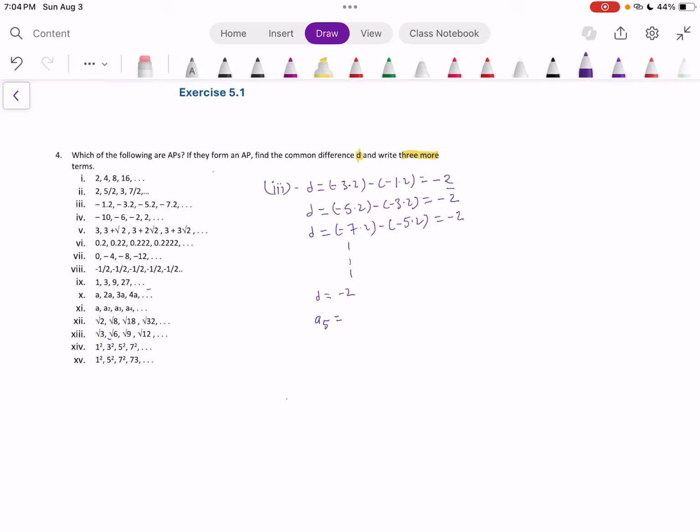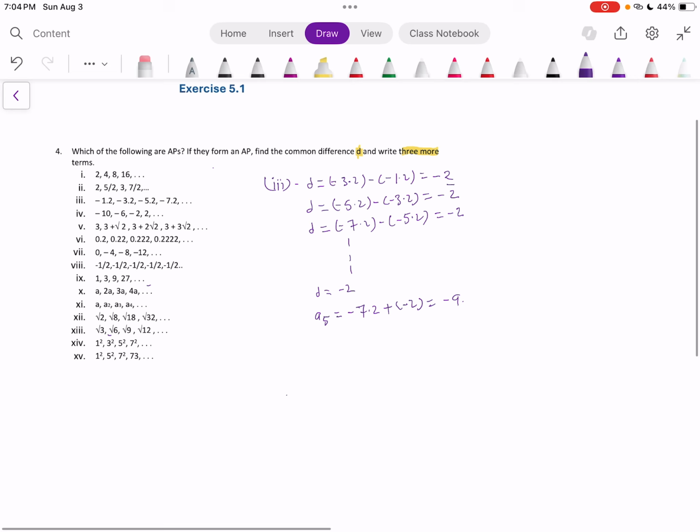The fifth term is going to be the fourth term plus the difference, negative 7.2 plus negative 2, it's going to be negative 9.2. A6 is going to be negative 9.2 plus negative 2, it's going to be negative 11.2, and A7 is going to be negative 11.2 plus negative 2, negative 13.2.